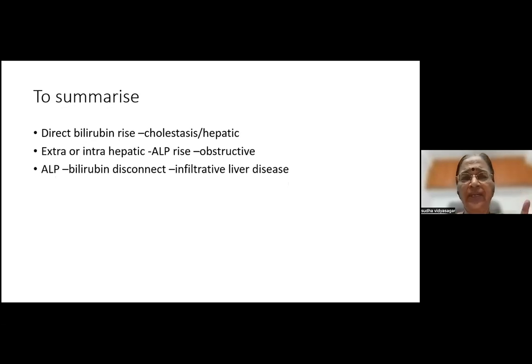If you see a disconnect between the ALP and the bilirubin, think of an infiltrative liver disease. ALP of 800, bilirubin is 2, 3 and all that, think of that. If you got an 800, you need a 10 on the other side.